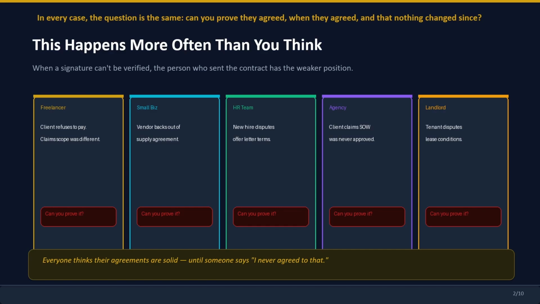Let's take a different scenario. You are a small business owner. Your vendor backs out of a supply agreement. You want to hold them to the terms, but what evidence do you actually have?